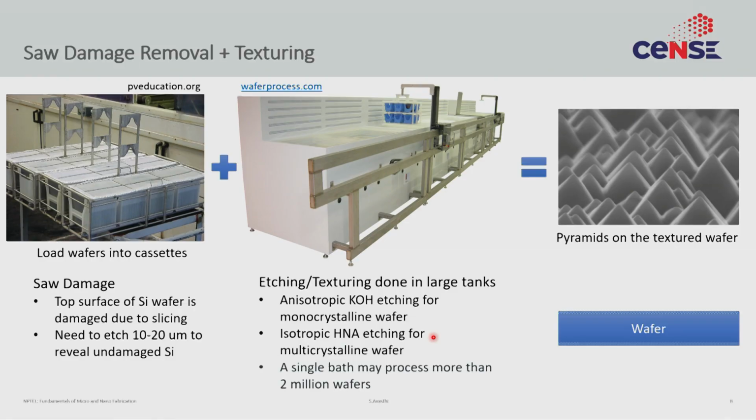But if you have a multicrystalline wafer, it doesn't have one orientation. And if it doesn't have one orientation, then an anisotropic etching will not give you pyramids. So in that case, people do a slightly modified HNA, so nitric acid, hydrofluoric acid, acetic acid, and this acidic etch creates some amount of texture simply because different facets get etched in a slightly different way.